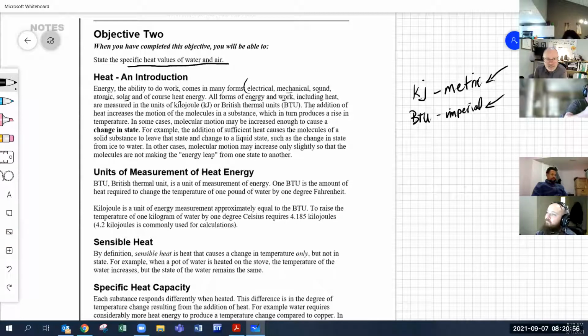It says in here, the addition of heat increases the motion of molecules in a substance, which in turn produces a rise in temperature. It's pretty straightforward. In some cases, molecular motion may be increased enough to cause a change in state. As we move forward, we're going to calculate these changes of state and how much heat is required to do that.